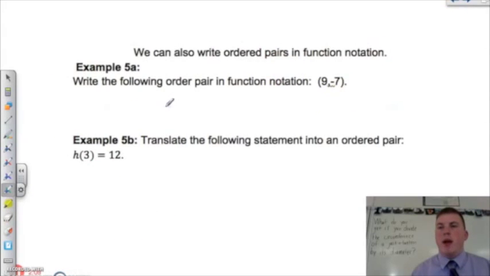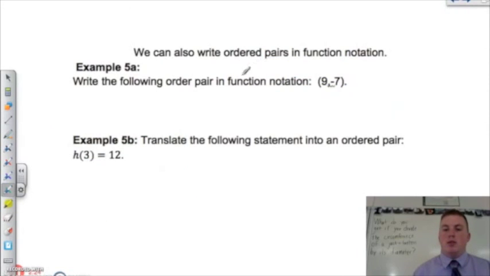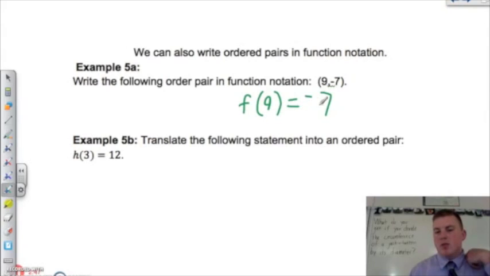So we can also write ordered pairs in function notation. So if we were asked to write the following ordered pair in function notation, remember back to this image that our input is going to be what's inside the parentheses, and the output is going to be the whole thing on the outside. So I am going to write this as f of 9, because that's my input value, I'm plugging that in, is equal to negative 7. All I did is I put the x value inside the parentheses where the x goes, and I know since this is going to be my output at negative 7, that f of 9 is going to have to equal negative 7.